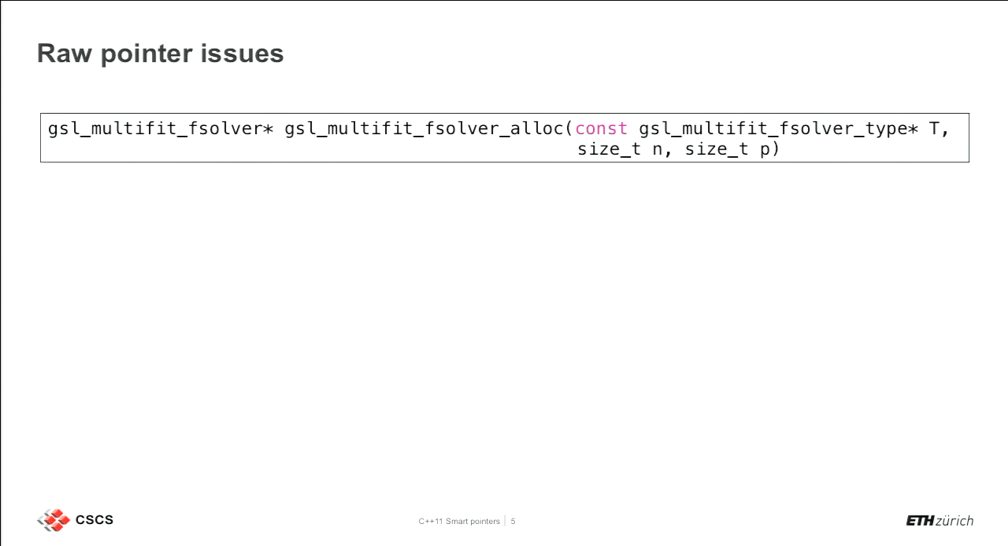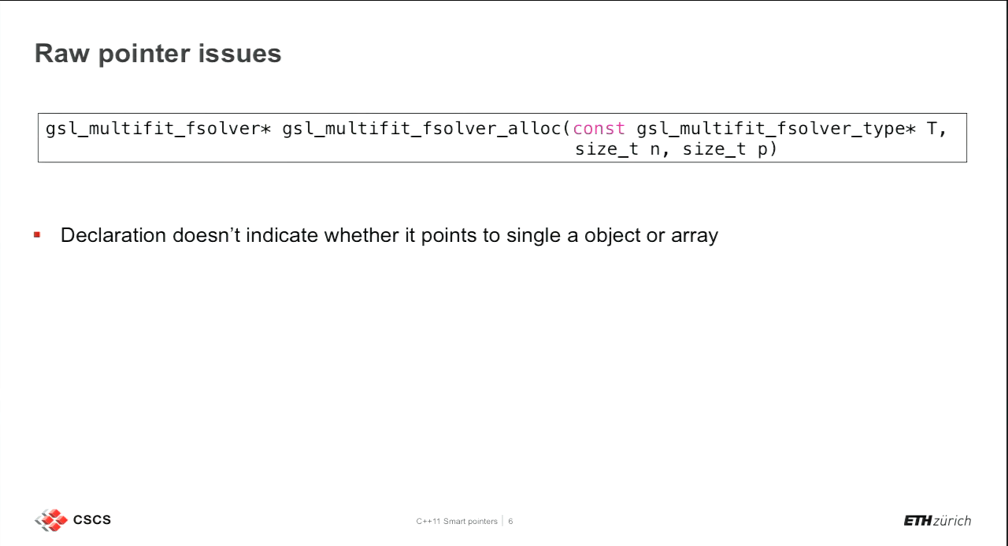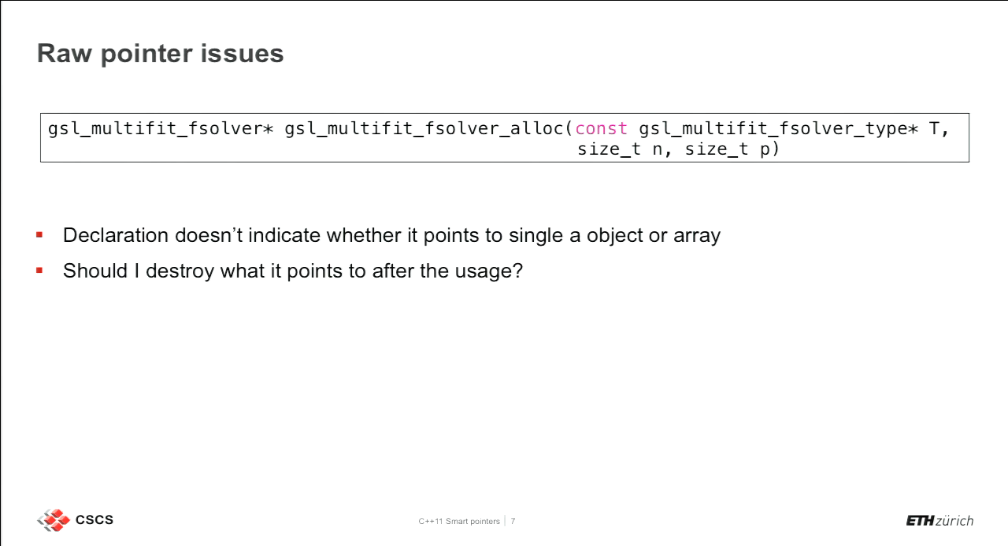The problem is when the documentation of the library is not so clear. Maybe you don't have a clear documentation of what is happening with this pointer, because it is not clear from the declaration whether the pointer points to a single object or an array of objects. You don't have this information if you just look at the declaration of the pointer, because it is exactly the same expression. Another problem is that you don't know, in principle, if you are responsible for the release of the memory that has been allocated during the call to this function or not.